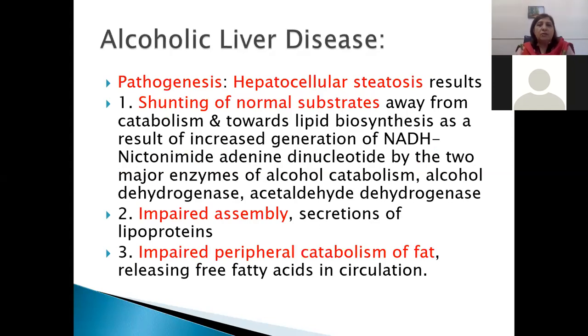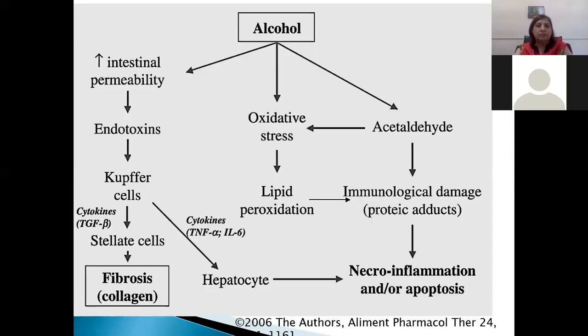Pathogenesis. Hepatocellular steatosis results in shunting of normal substrates away from the catabolism and toward lipid biosynthesis as a result of increased generation of nicotinamide adenine dinucleotide by the two major enzymes of alcohol catabolism, alcohol dehydrogenase and acetaldehyde dehydrogenase. So hepatocellular steatosis results because of shunting of normal substrates by the alcohol. Number two, by impaired assembly or secretion of lipoprotein. These lipoproteins, which have to go out of the liver cell, remain in the liver cell giving rise to fatty change, and impaired peripheral catabolism of fat, releasing free fatty acids in the circulation.